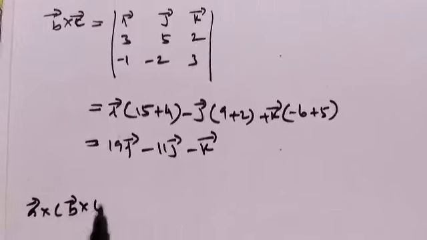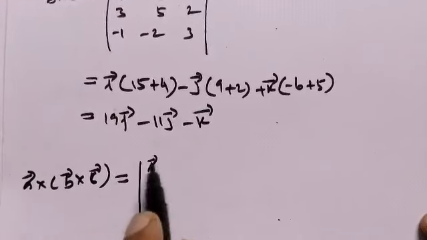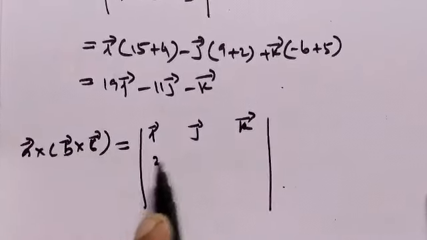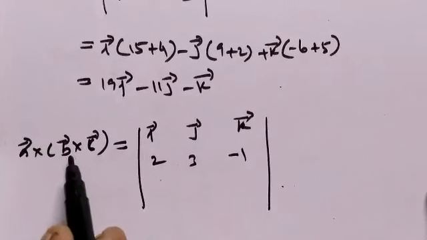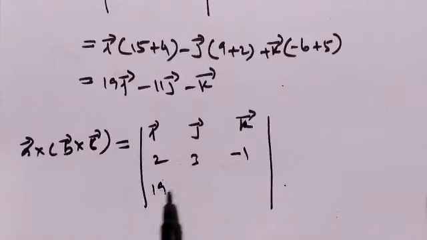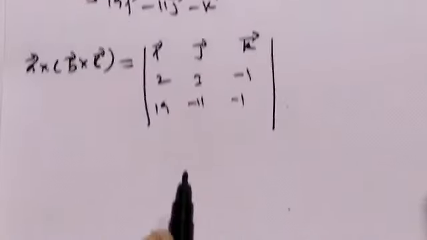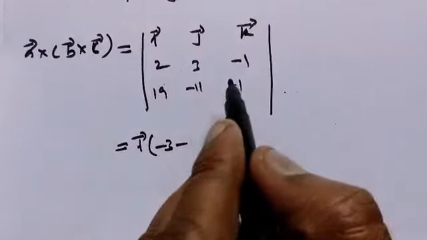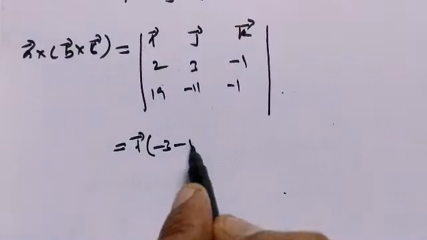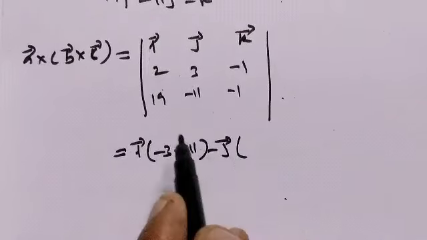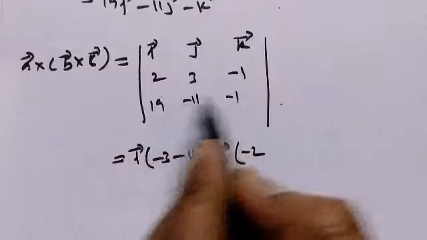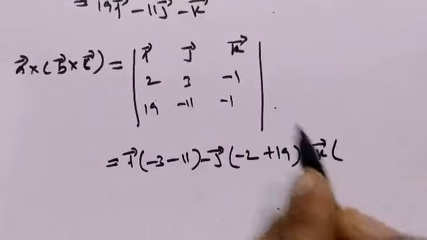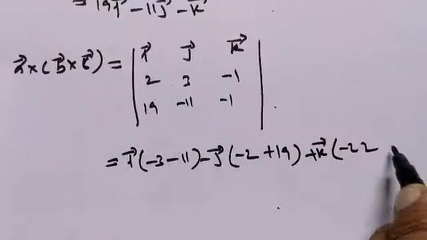So next, a vector cross b vector cross c vector. i j k, a vector is 2 3 minus 1, and b cross c is 19 minus 11 minus 1. Expand by R1: i vector into 3 into minus 1 minus 3 into minus 11, which gives minus 3 plus 33. Minus j vector into 2 into minus 1 minus 2, minus 19 into minus 1, minus 19, minus of minus 19, plus 19. Plus k vector into 2 into minus 11 minus 22, minus 57.